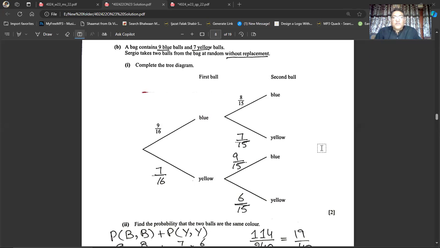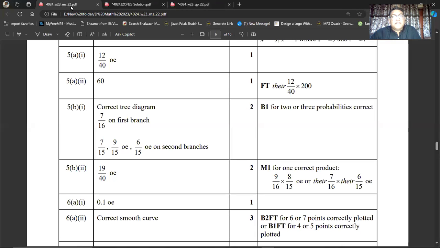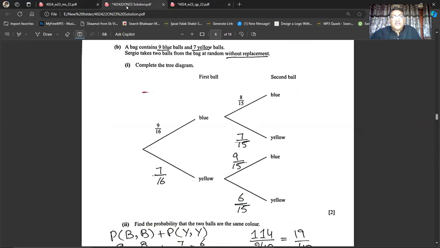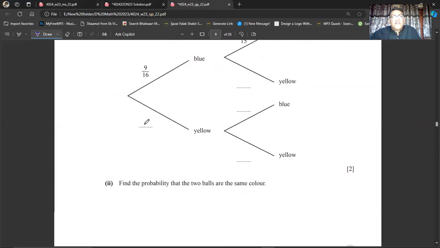Okay, so getting a yellow ball on the second position, if a yellow ball is already out, will be 6 by 15. So this is how you will do this. Let's check the marking scheme. And our answers are right. You can see that. Okay, this is how this is done. Now we are going to the next part.